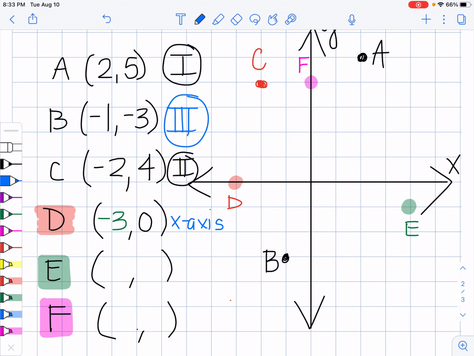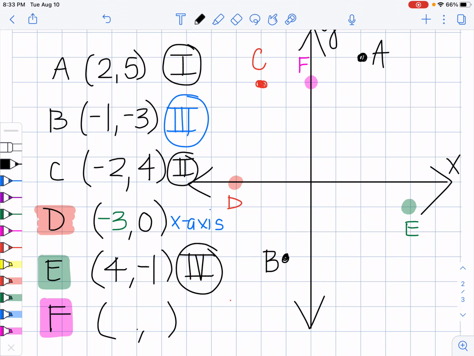Let's look at E. Okay, so I start at my origin and I go 1, 2, 3, 4 to the right, and down 1. So if I'm moving 4 to the right, that's positive 4. And I'm moving down 1, that's negative 1. Okay, what quadrant is that? 1, 2, 3, 4. Here I'm in quadrant 4.